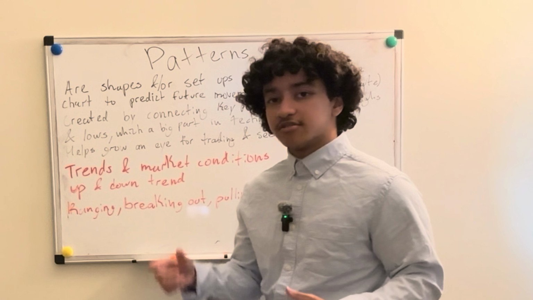How do we create these patterns? We create them by connecting key points or lines like highs and lows. If you see a higher low, higher low, lower high, lower high, you can see it's forming a pattern of a downtrend. Or higher high, higher high, higher low, higher low, you can see this pattern of an uptrend. Connecting these highs and lows is a big part of technical analysis, and it just helps you grow an eye for the market.